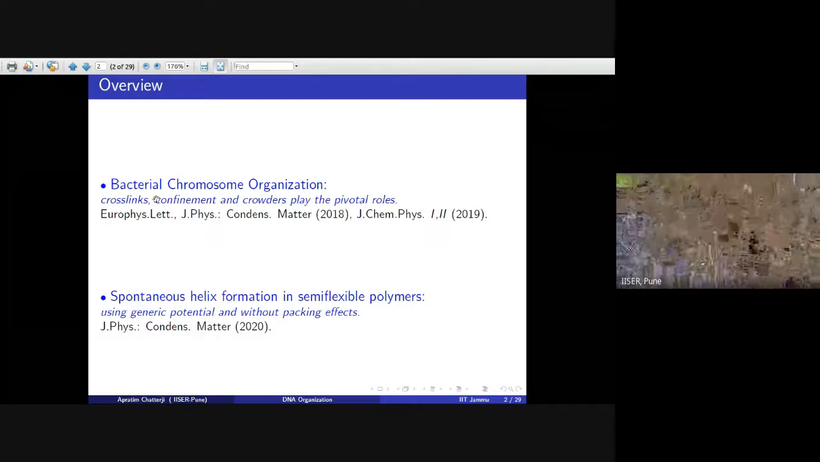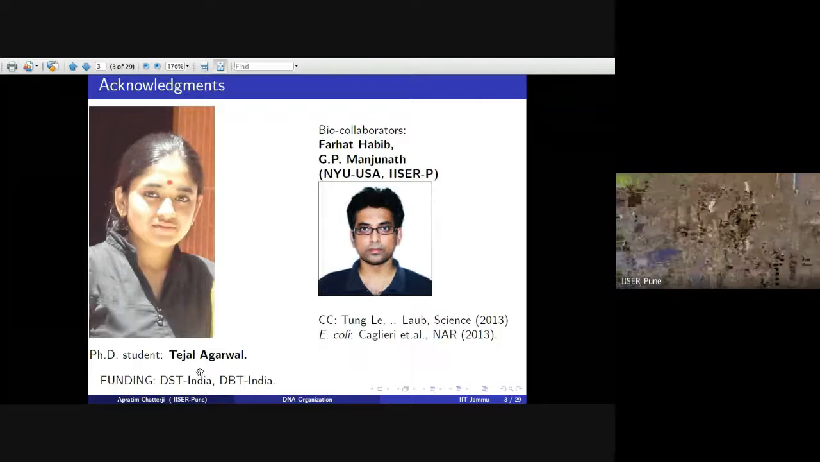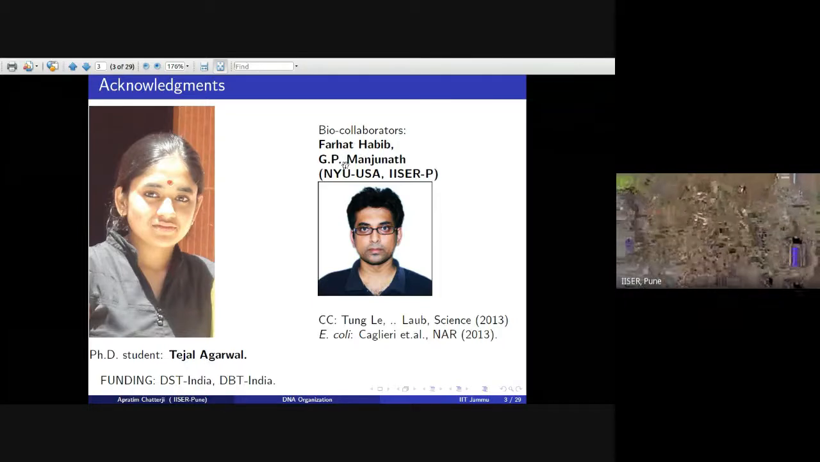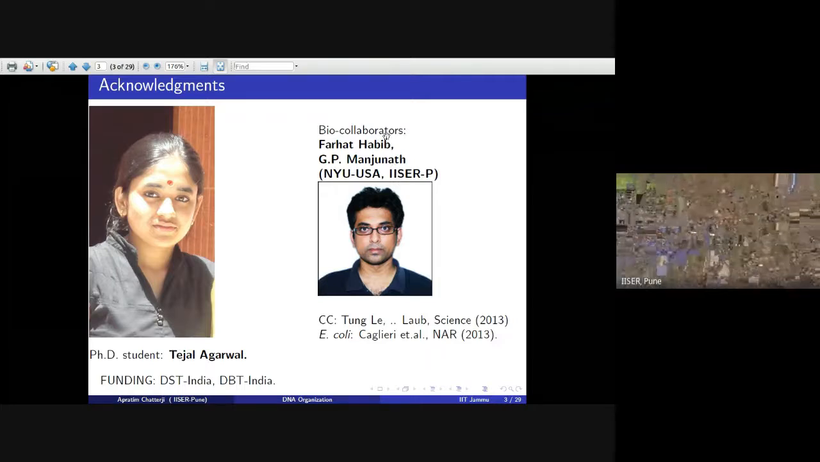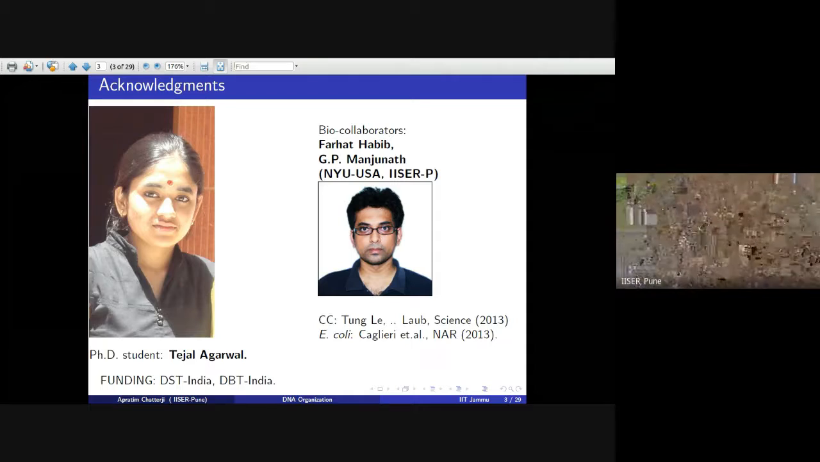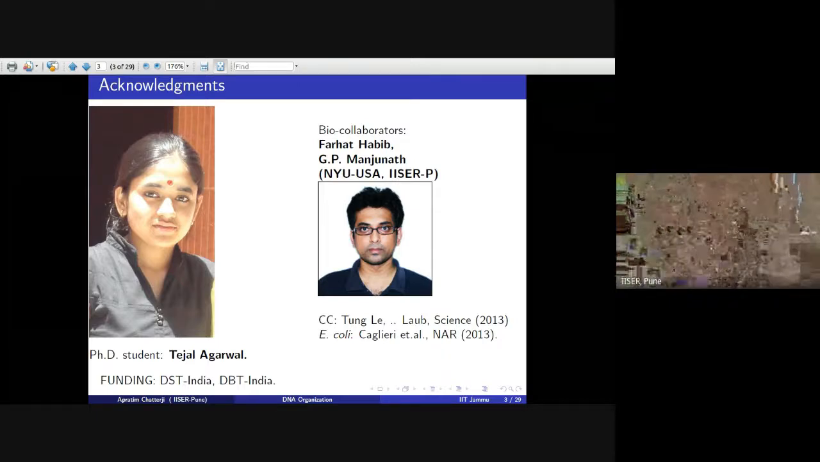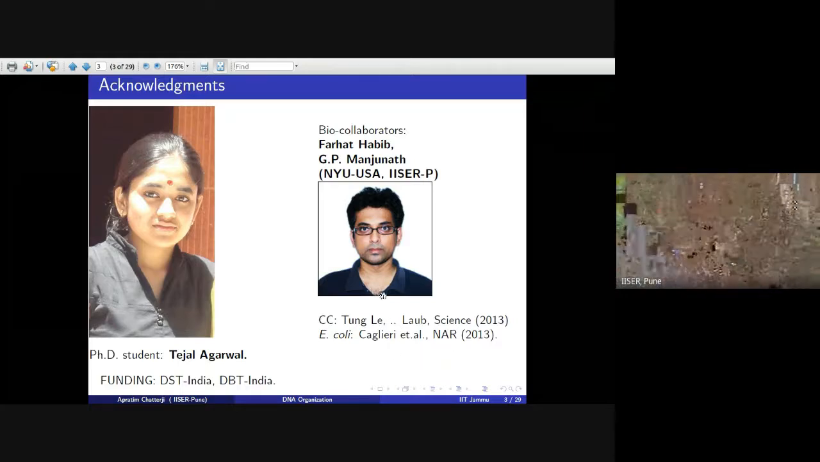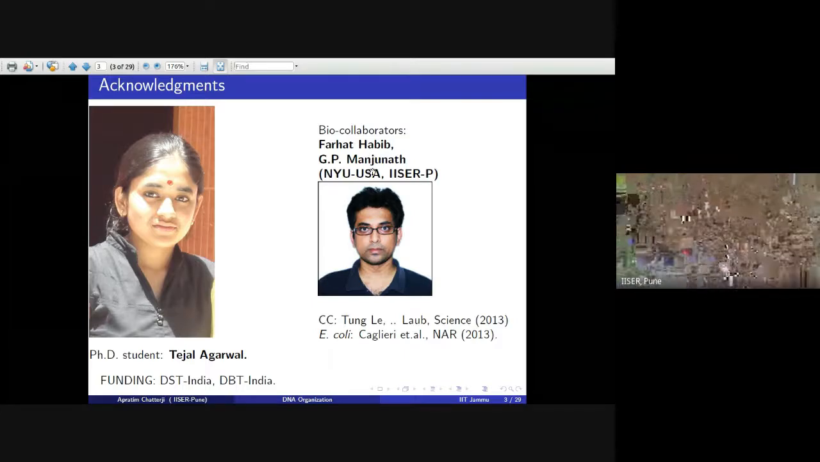I shall begin with this bacterial chromosome organization, and that work was done with Tejal Agarwal, a PhD student who has graduated, and my collaborators Farhat Habib and GP Manjunath, who are more biological. GP Manjunath is a biologist, and those are the people who introduced me to the problem. The experimental data that I shall use as an input to my theoretical and computational calculations were taken from these two papers, processed by Farhat and Manjunath, and then given to me, and I used it as input to my simulations.